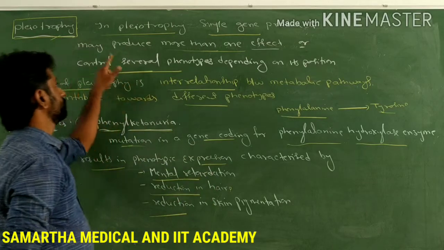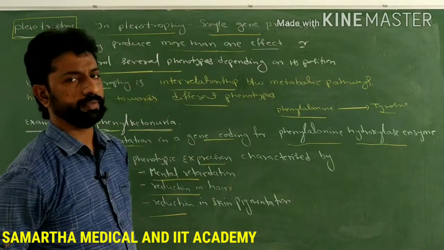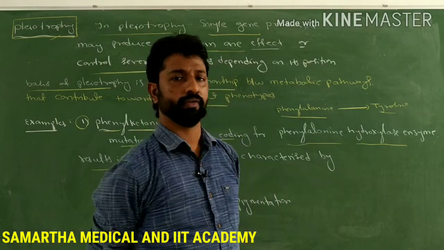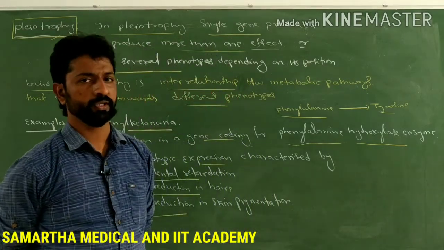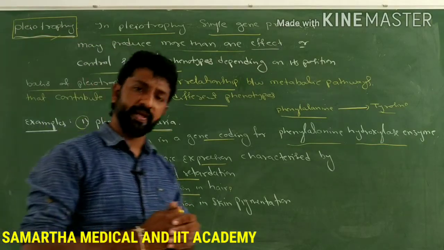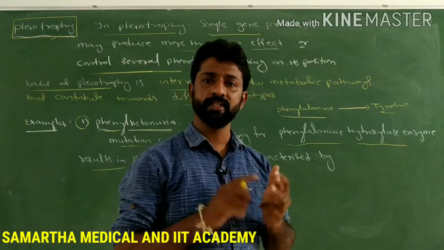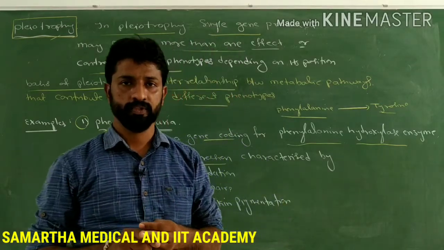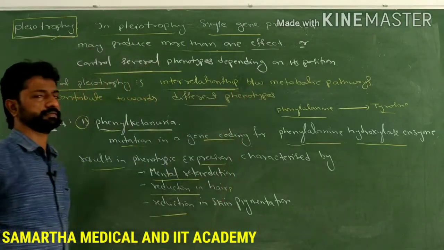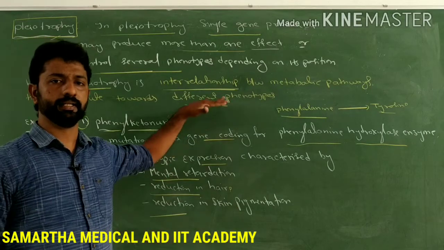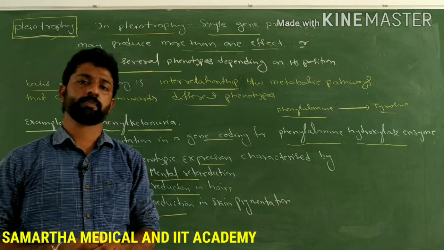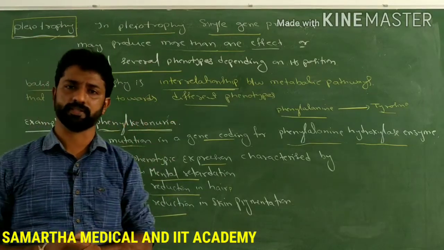is called pleiotropy. So what do you mean by pleiotropy? A single gene product producing more than one phenotypic effect is called pleiotropy. Then what is the basis of pleiotropy? Why does a single gene produce more than one effect? The basis of pleiotropy lies in the interrelationship between the metabolic pathways that produce different types of phenotypic effects.